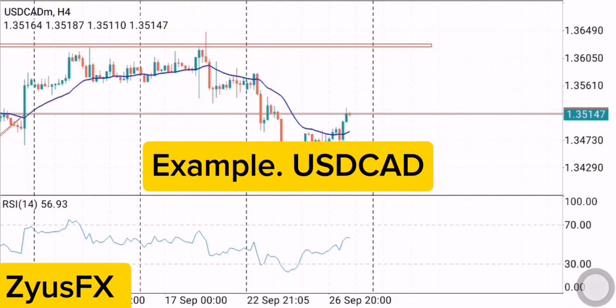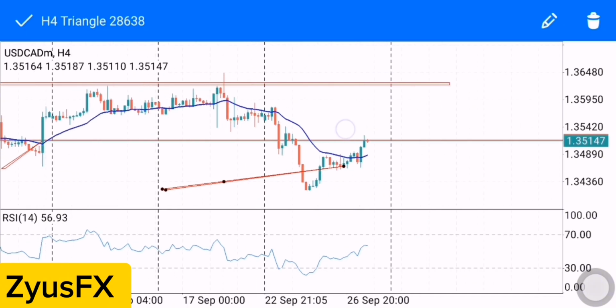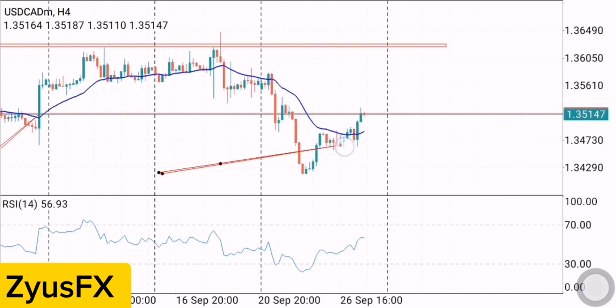So here's an example on USD CAD. We are currently on the 4-hour time frame. As you can see, the trend is down at this point, with lower high, lower low, lower high, lower lows. And at this point, the trend changed from being bearish to being bullish. Price starts making higher high, higher lows, higher high, higher high. So we use the 4-hour to determine the trend of the market for that day.